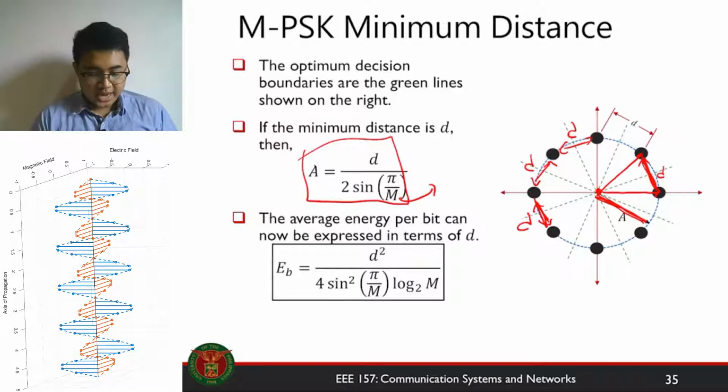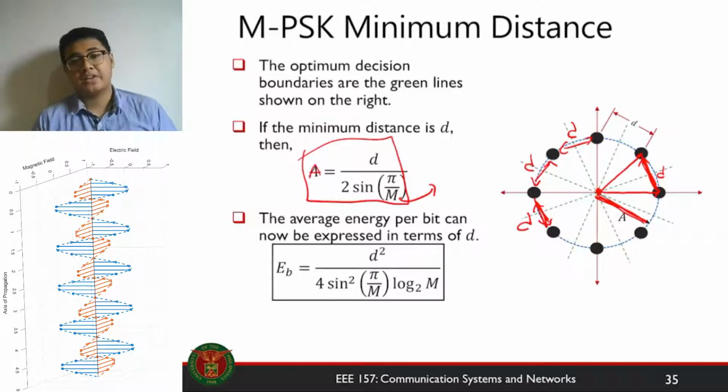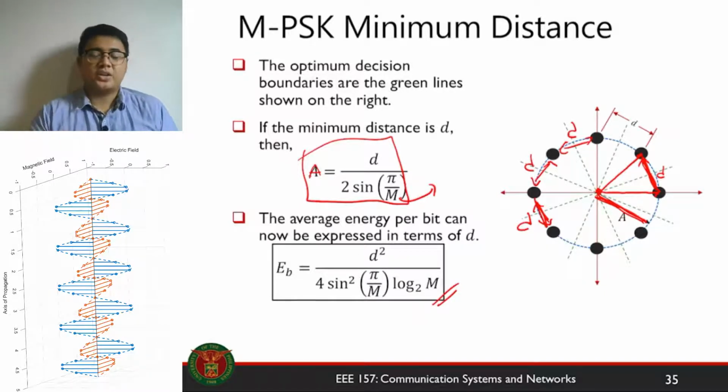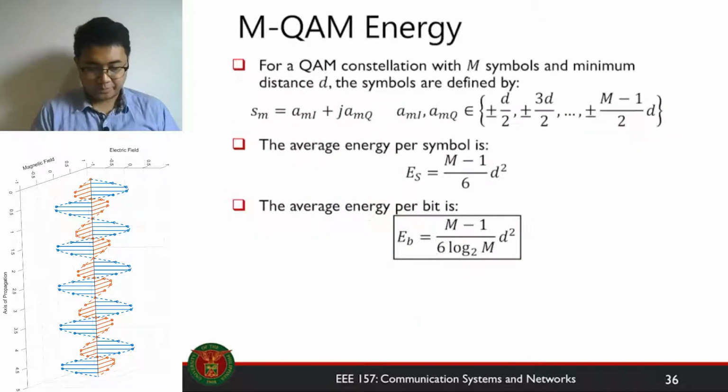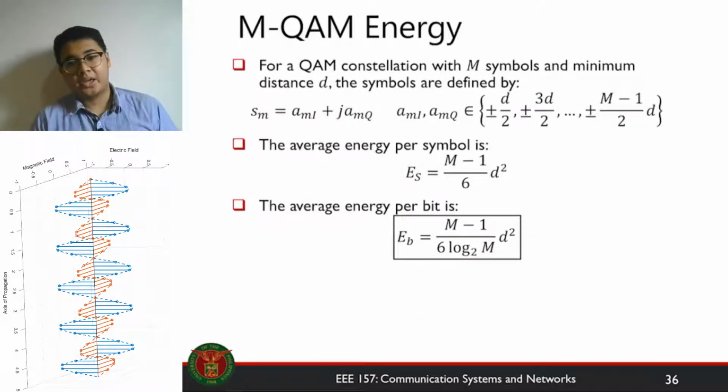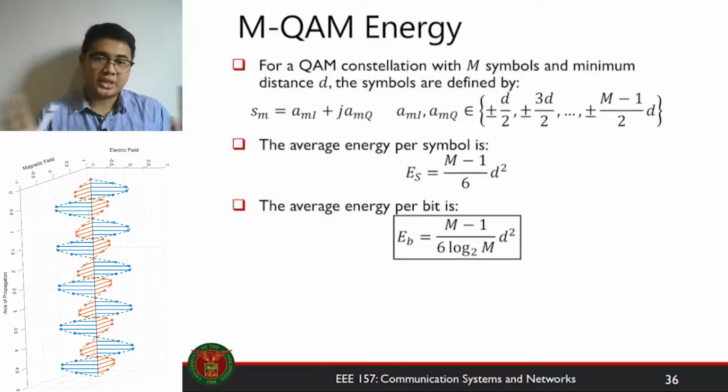Knowing that this is A, substitute that back to your average energy per bit, and you will see that similar to ASK, if you want to increase the minimum distance per symbol, you need to increase the energy of your transmission. Okay, so basically there's a trade-off, right? If you want to increase your minimum distance, your reliability, you need to increase the energy. Okay? Similar to MASK. How about for MQAM? Okay? For MQAM, I won't show the derivation anymore.